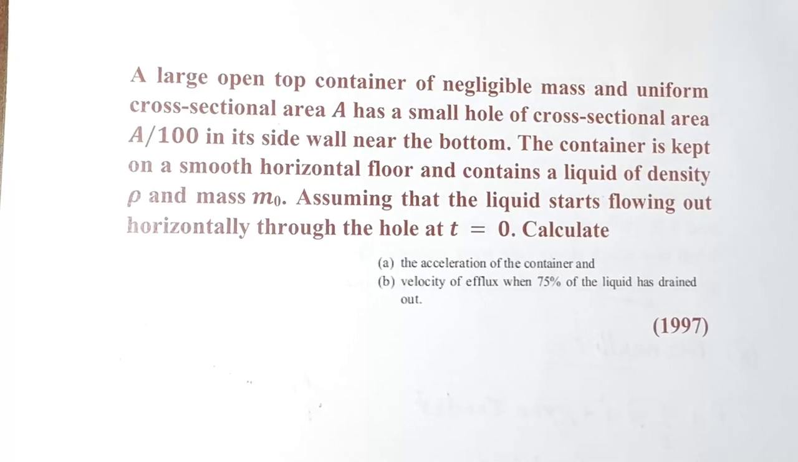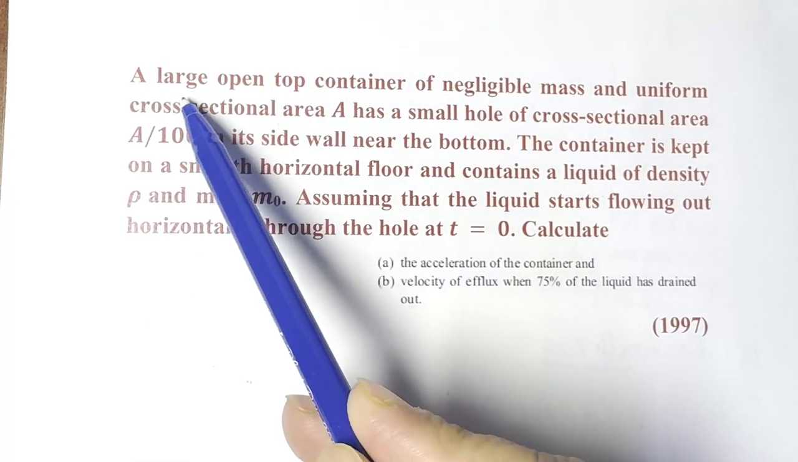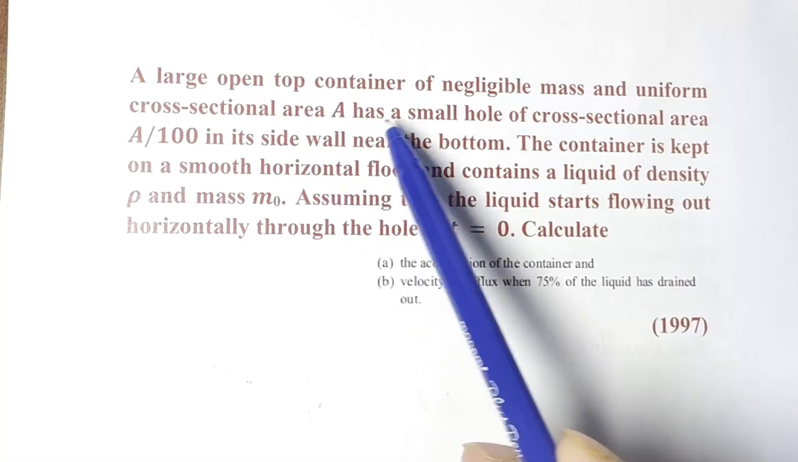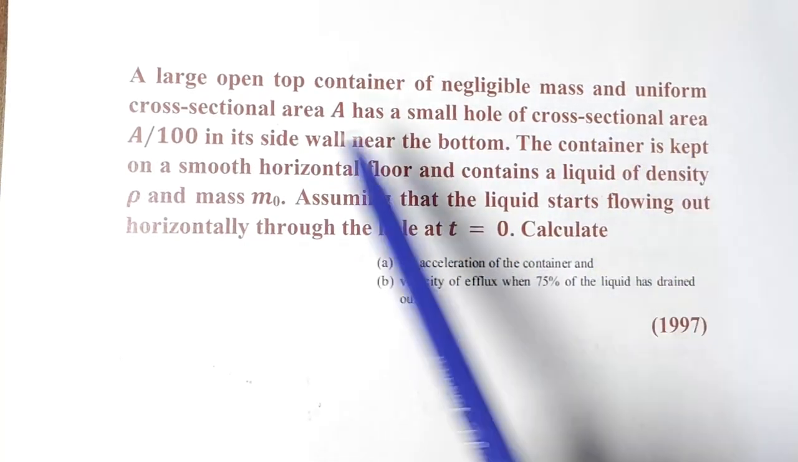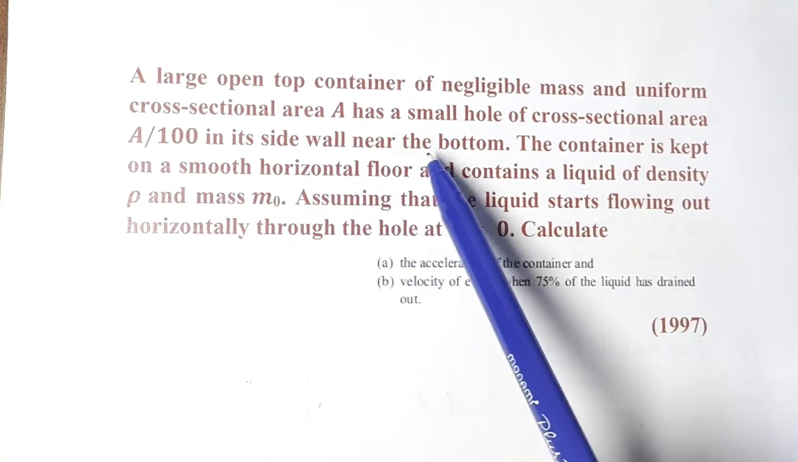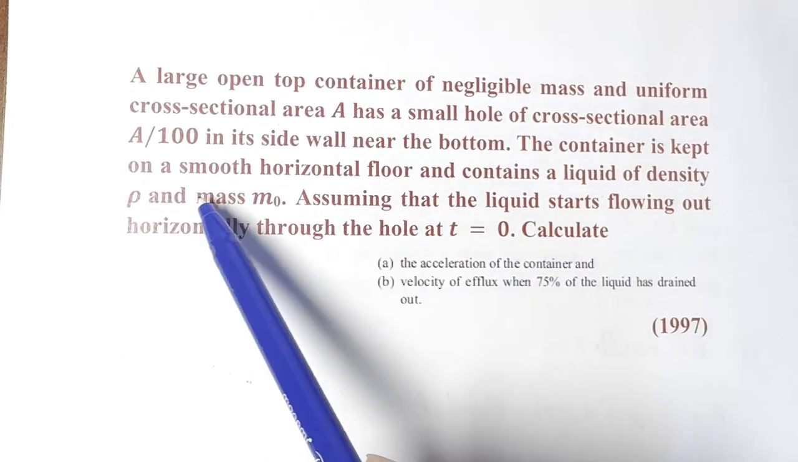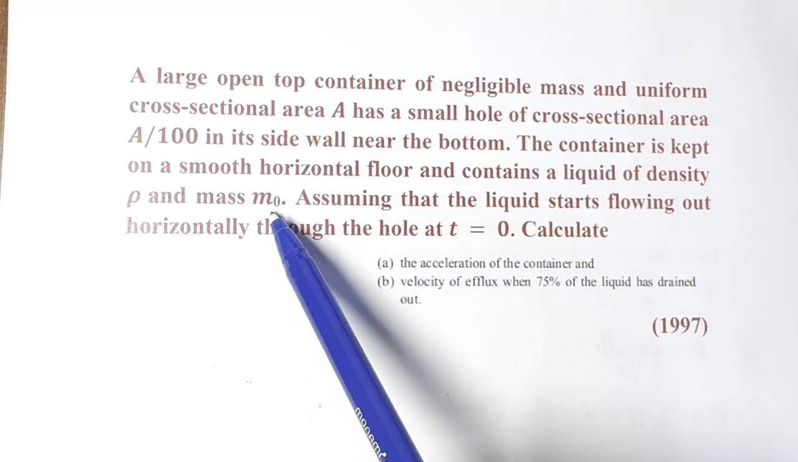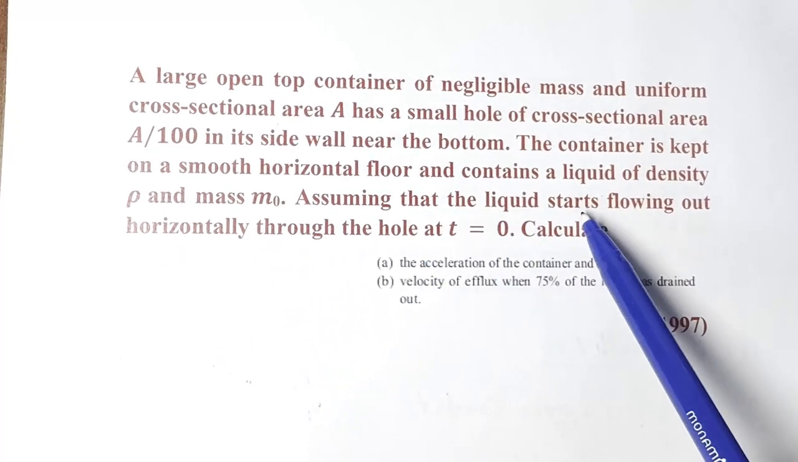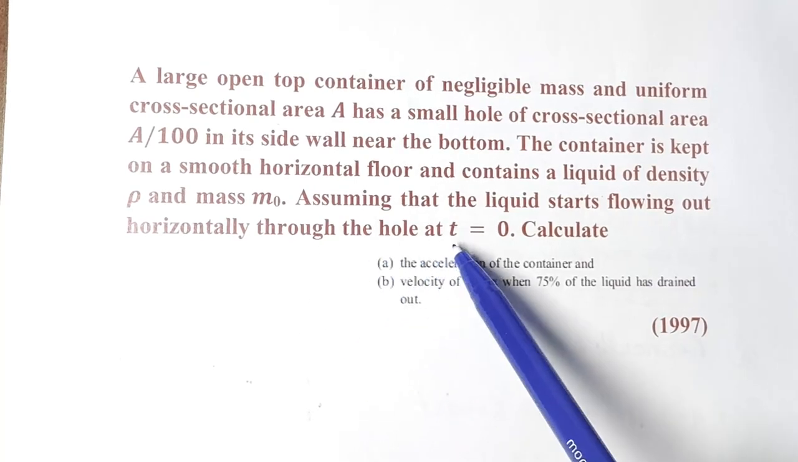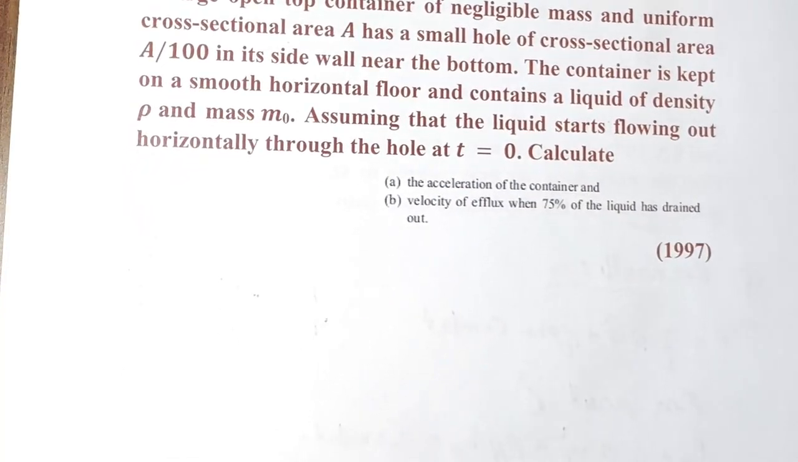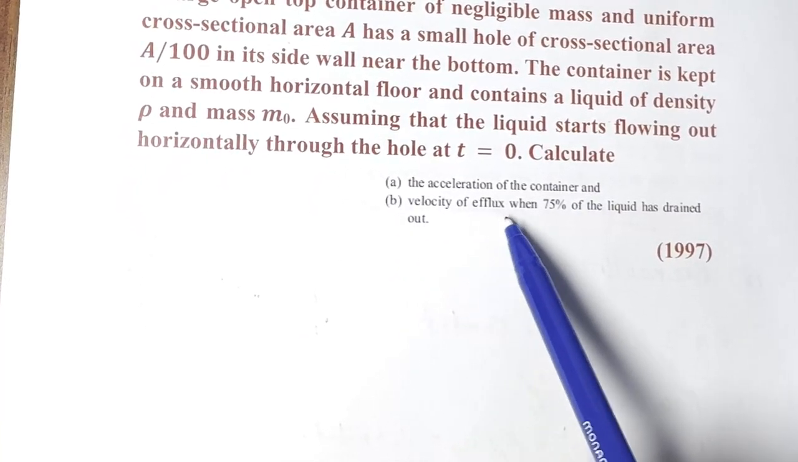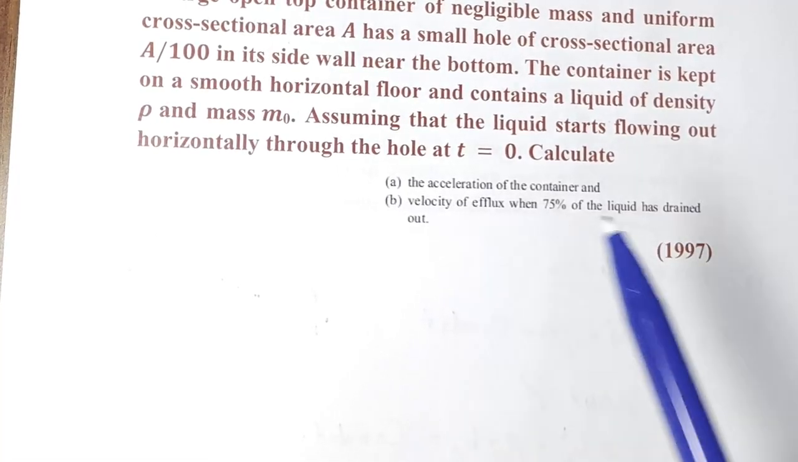Hello friends, in today's question, a large open top container of negligible mass and uniform cross-sectional area A has a small hole of cross-sectional area A by 100 on its side wall near the bottom. The container is kept on the smooth horizontal floor and contains a liquid of density ρ and mass m0. Assuming that the liquid starts flowing out horizontally through the hole at t equal to 0, calculate the acceleration of the container. And part B, velocity of efflux when 75% of the liquid has drained out.